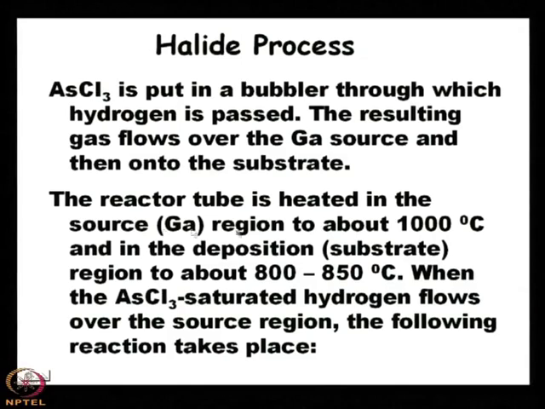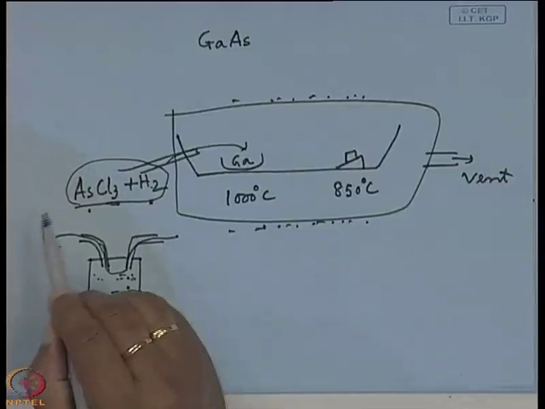Okay. The reactor tube is heated in the source region to about 1000 degree centigrade and in the deposition region to about 800 degree centigrade. When the AsCl3 saturated hydrogen flows over the source region, the following reaction takes place. That means this AsCl3 saturated H2 vapor will come to the source, means the gallium region. First it will come to the gallium region.